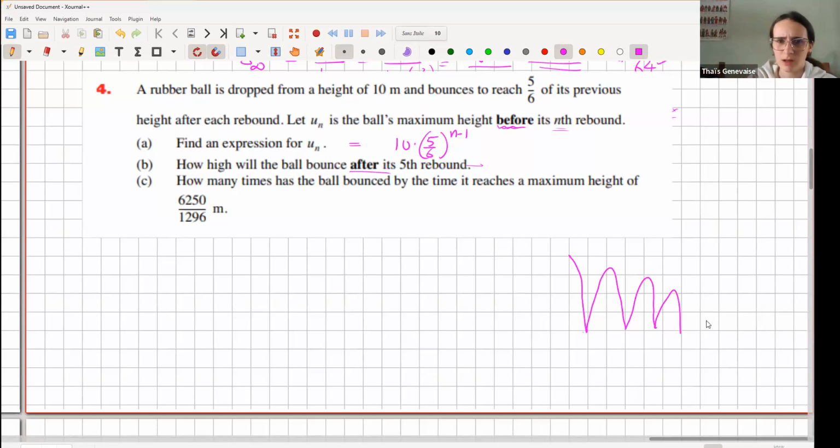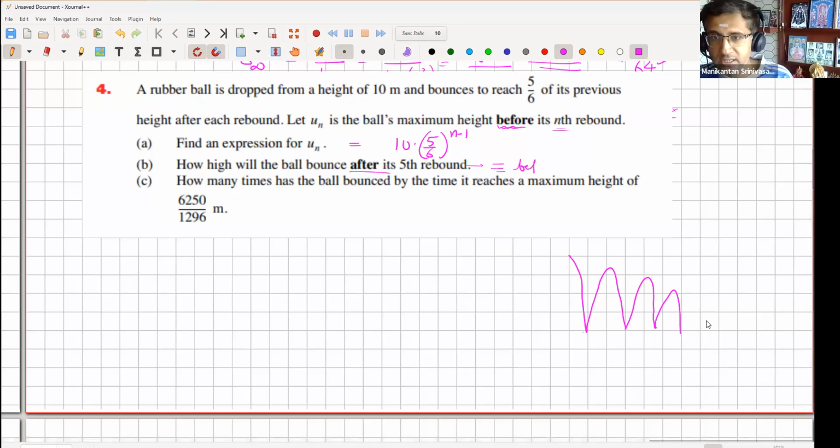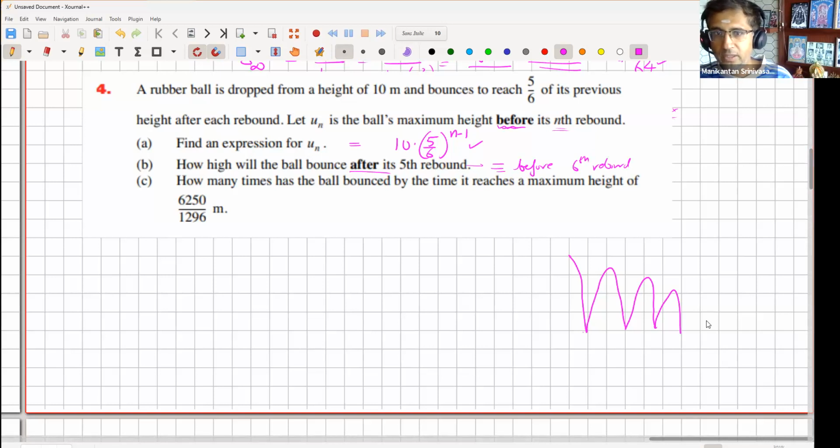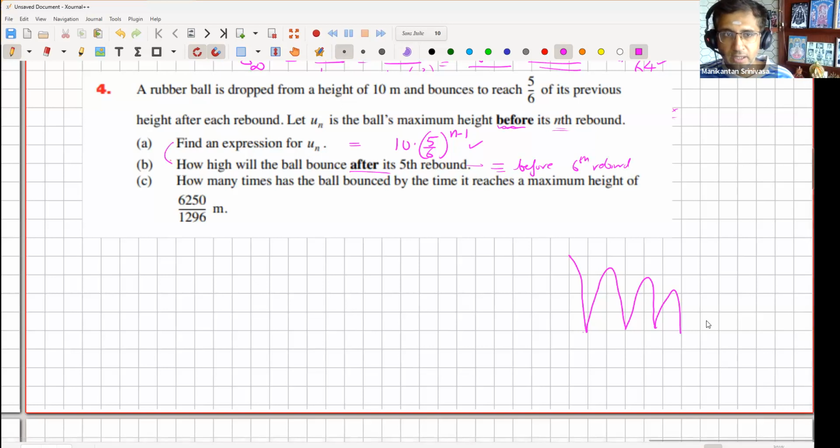5/6 power 5, no? Because effectively, after the fifth rebound is equivalent to saying before the sixth rebound, right? And then we already found and agreed that the most general expression is this for before the nth rebound. So you just have to put n equal to 6 in the first equation, right? So n equal to 6. Yeah. So 10 times 5 by 6 power 5.